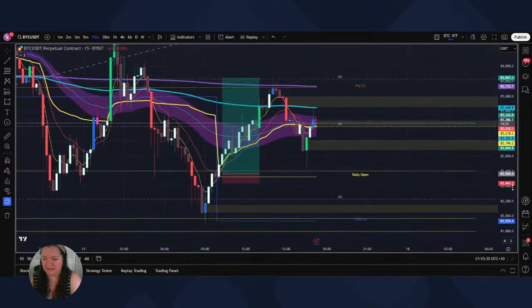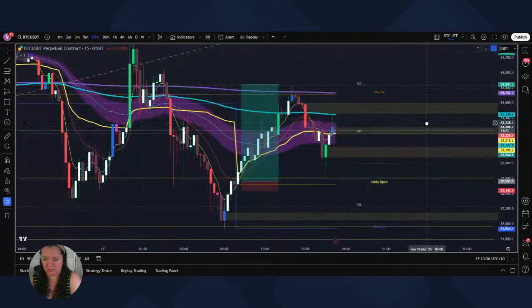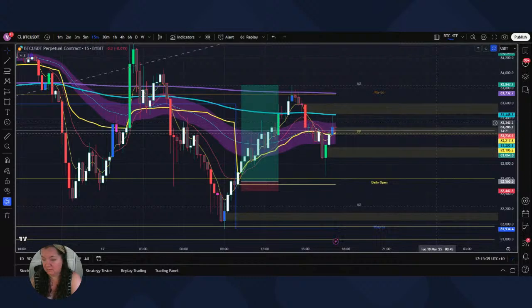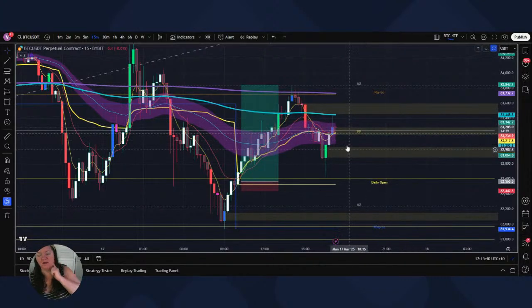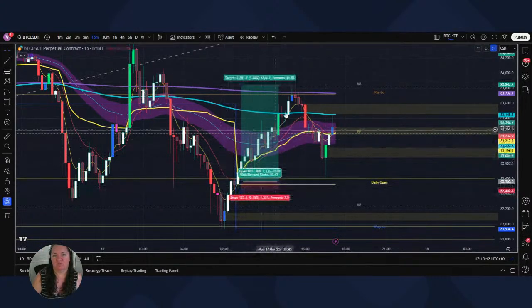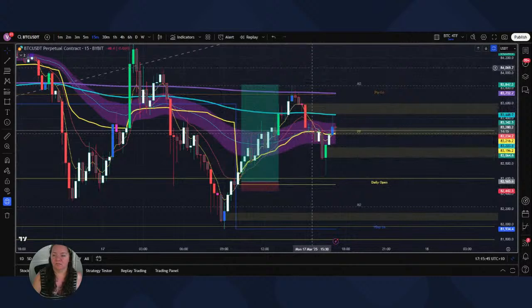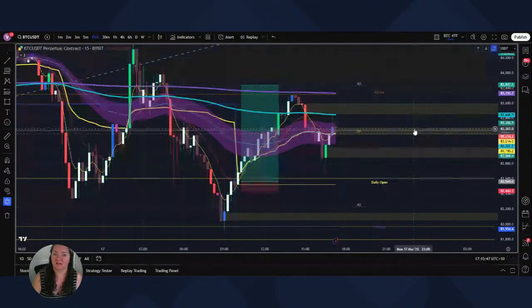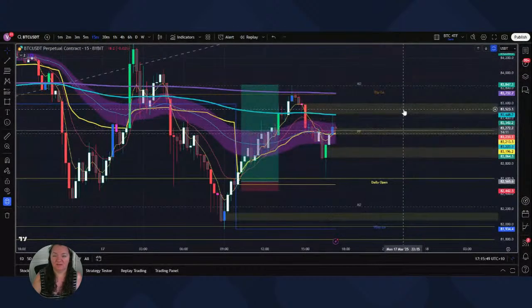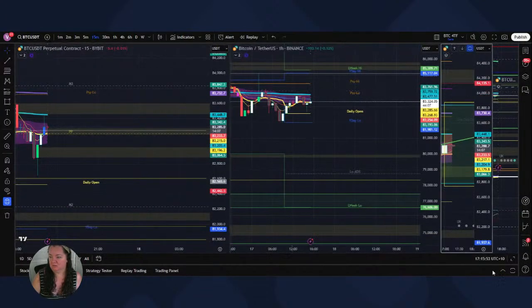I think that because we just had a big move, we might find some consolidation here before we push again. A lot of times if you have this really big move in Asia, you'll find that London consolidates. It just literally does nothing and goes sideways. And then you will get a push. Come back here.